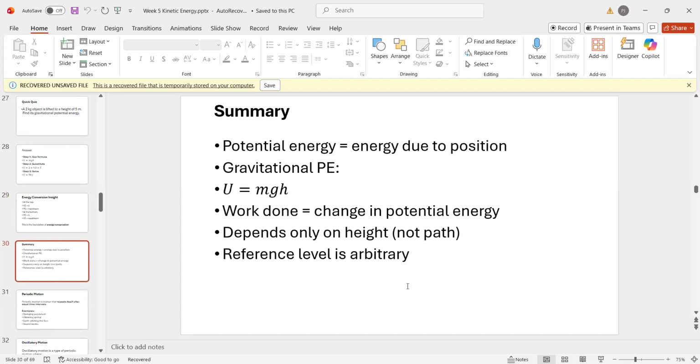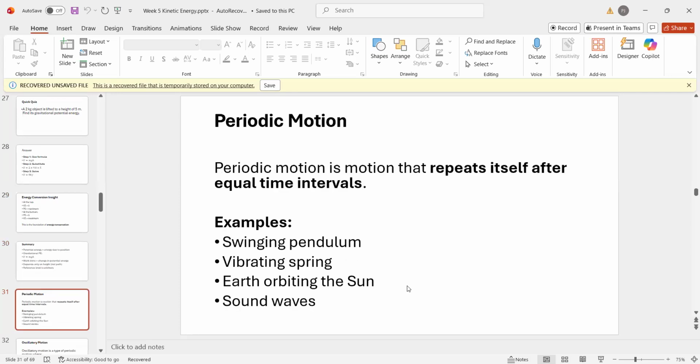So what it means is that potential energy is the energy due to position. And work done is a change in potential energy. So we know that potential energy mostly depends on the height and then a reference point. So if you talk about periodic motions, periodic motion is a motion that repeats itself after equal time intervals, as we know about sinusoidal waves.